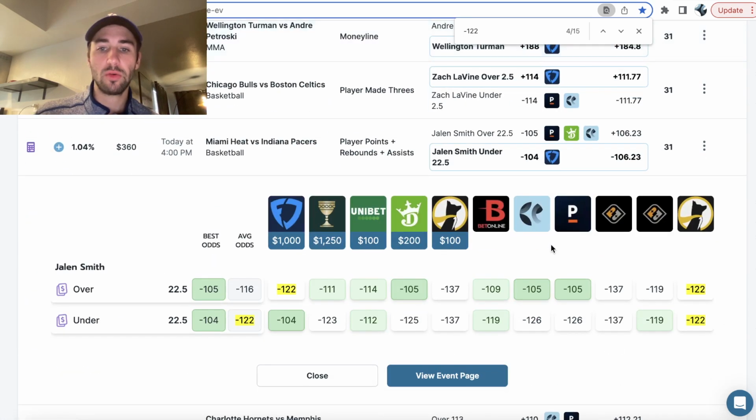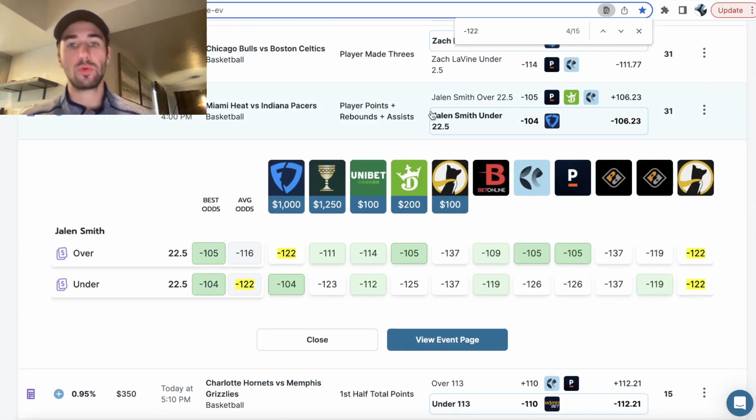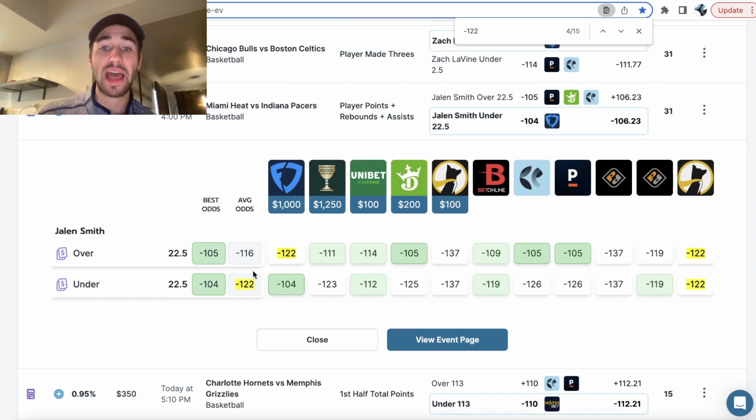And then finally, this is a play on FanDuel, Jalen Smith under 22.5. You can see basically every sportsbook has Smith under 22.5 PRAs favored. Caesars has it minus 123, DraftKings minus 125, Pinnacle minus 126. FanDuel's like the only sportsbook with the over favored. So seems like some good value at minus 104 if you have FanDuel available to you.